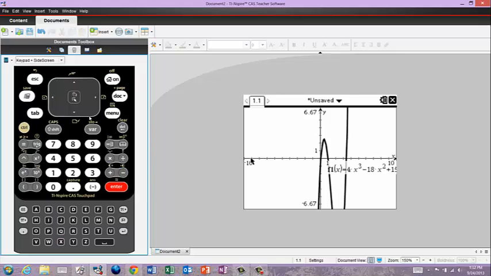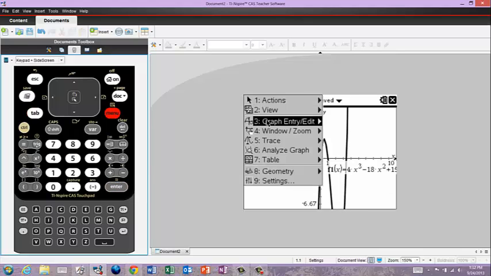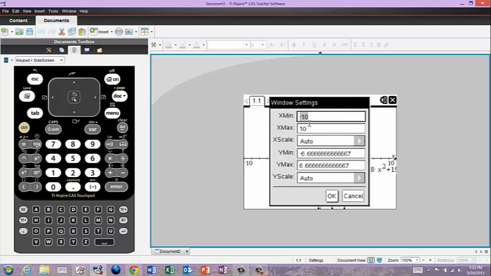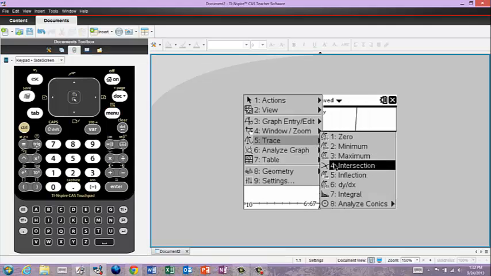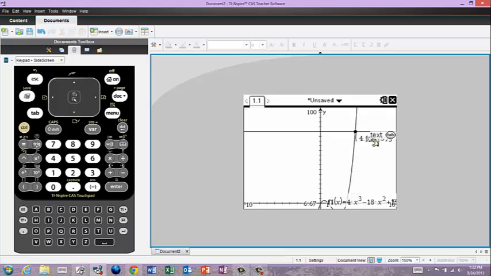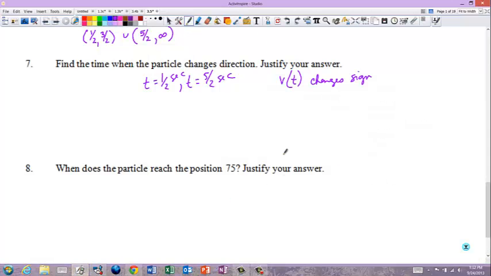And I want to know where it reaches 75. Tab 75. I need to zoom settings. My Y-max needs to be like 100 maybe. And I can find my intersection. Analyze intersection. I know it said no calculator, but it was impossible to do without your calculator. 4.586. So that's 4.586, and that was seconds. And it's where x of t equaled 75.